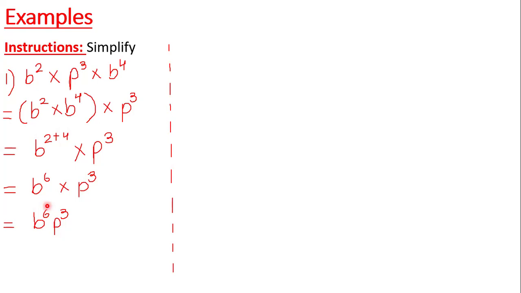Very good. Why didn't we combine them? Why didn't we add the powers for these ones? We don't add the powers because this is B, and this is P. You can't add the powers because the bases are different. You understand that? Oh, yes, sir. Good.